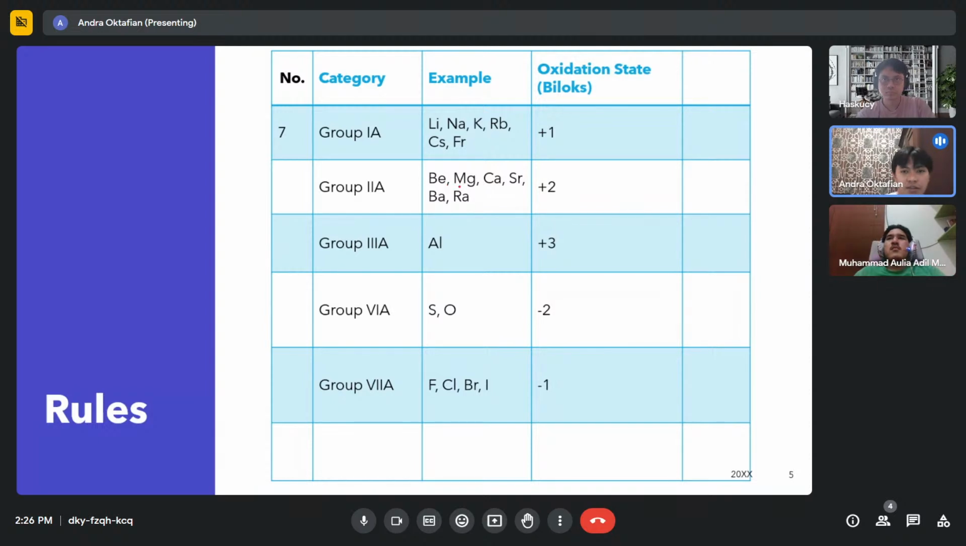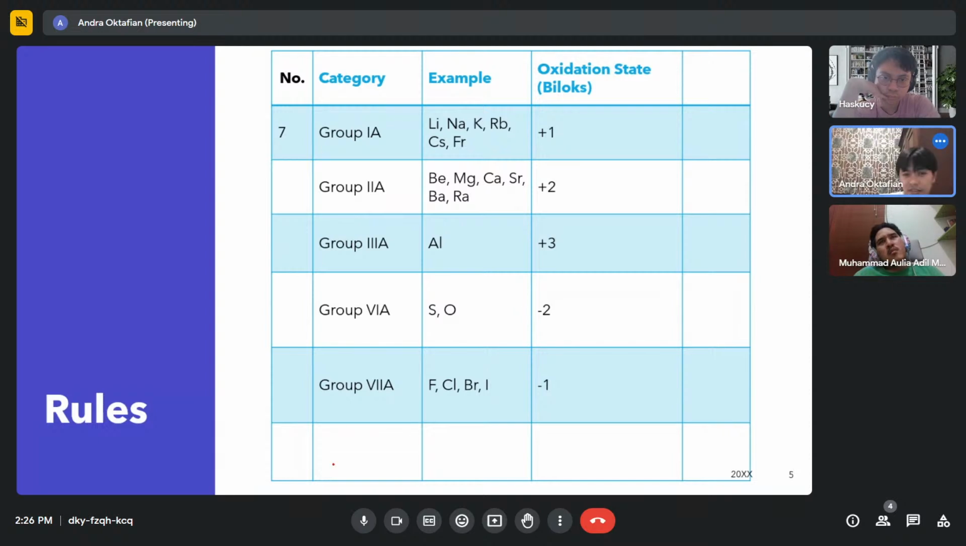And for the second A, you see examples like beryllium, magnesium, calcium, and strontium. You should put +2 for the oxidation state. For group 3A, like aluminum, you simply put +3. Next, for the sixth A, like sulfur and oxygen, you simply put -2.